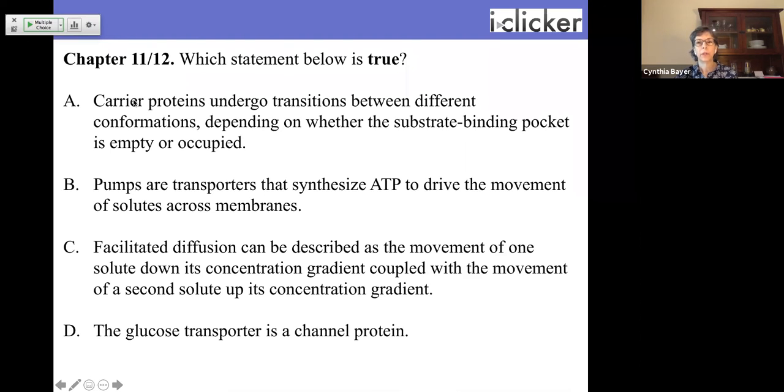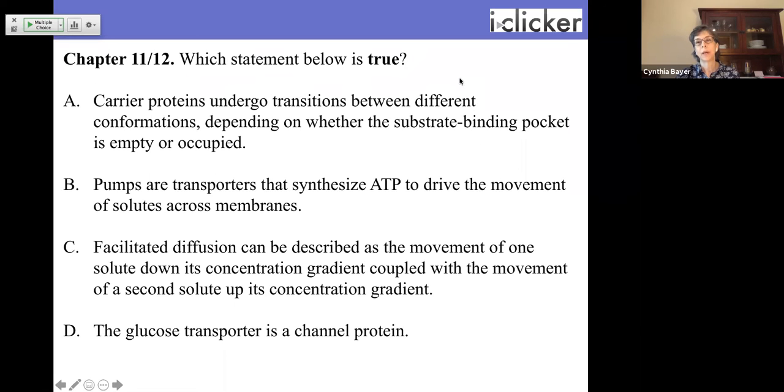A carrier protein can carry a solute across a membrane. It could be either direction, right? We said that they have these multiple conformation states, and we saw an example of a glucose transporter. If there's more glucose on one side of the membrane, it will bind, and when the carrier protein changes its shape, it will then be deposited to the other side. Right?